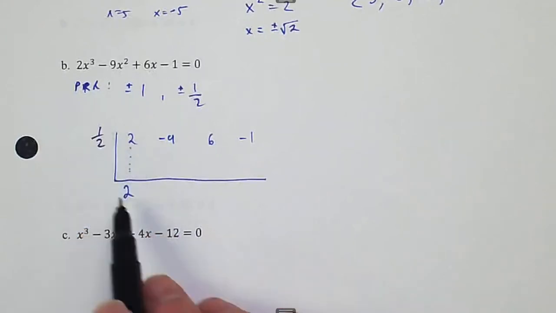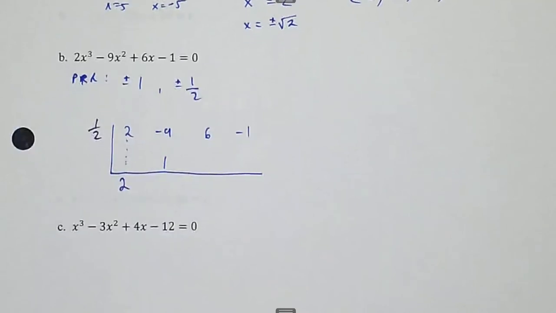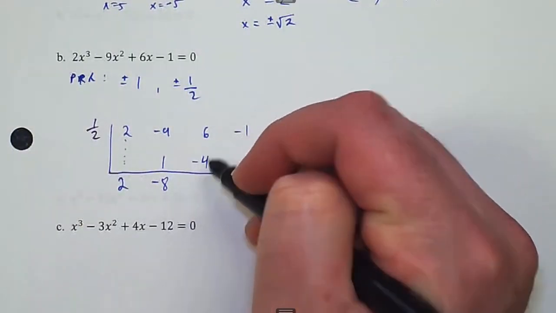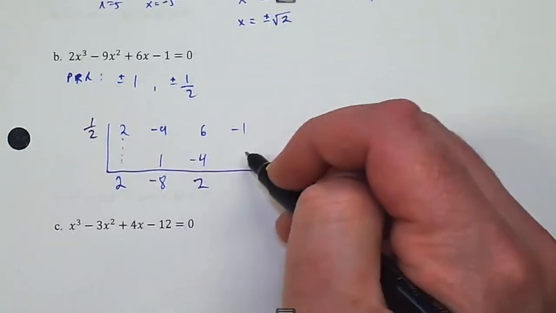So, when you multiply 1/2 times 2, divide by the bottom. 2 divided by 2 is 1. So, put it there. That makes this -8. 8 divided by 2 is -4. That makes that a 2. 2 divided by 2 is 1. It worked.